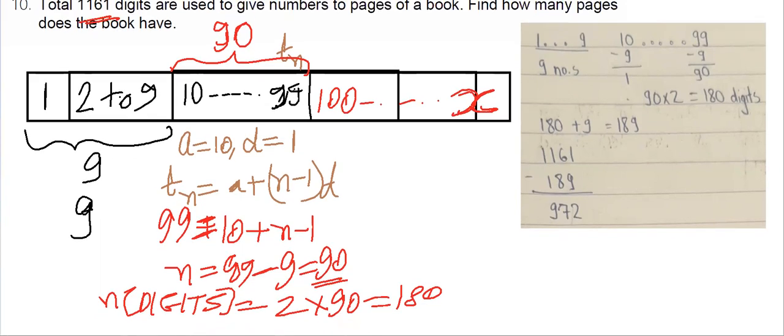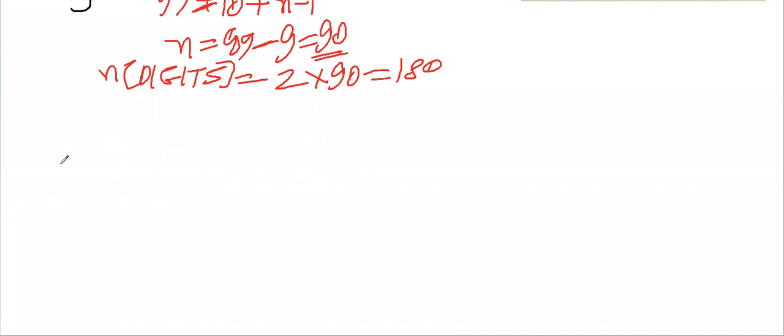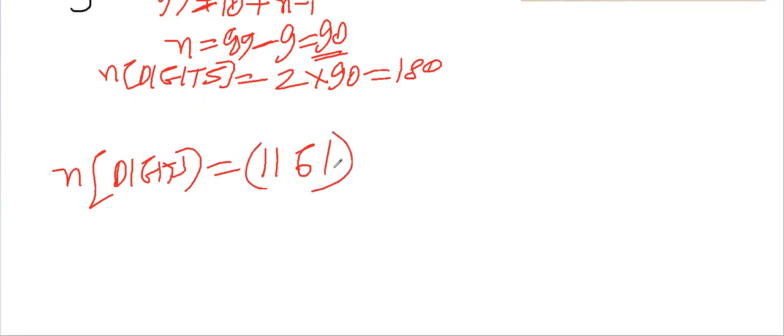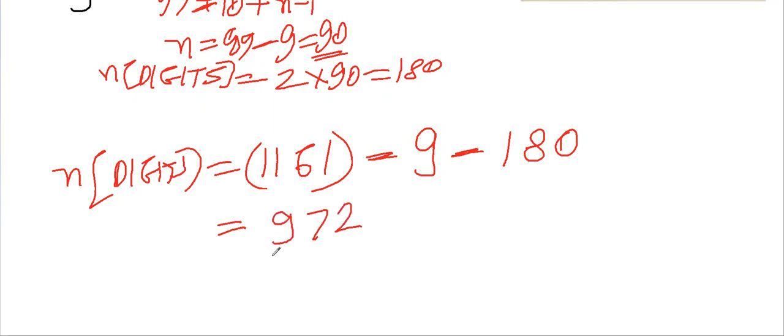Fine. Now, the number of digits of 3-digit numbers will be 1161, that is the total number of digits, minus 9 digits from page number 1 to 9, and 180 digits from page number 10 to 99. When I subtract this, I will get 972. So I have 972 digits of 3-digit numbers.